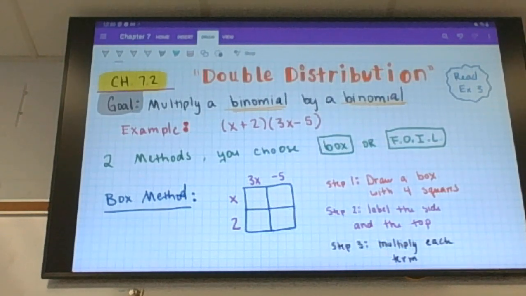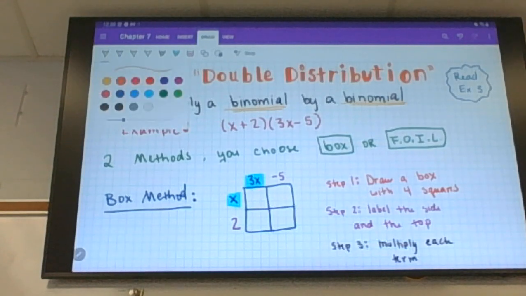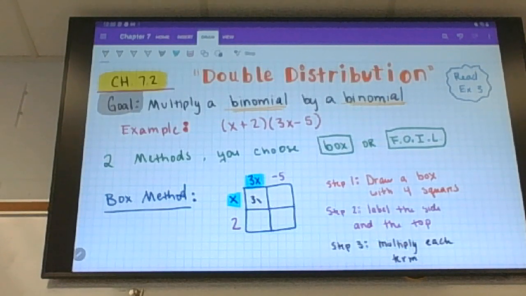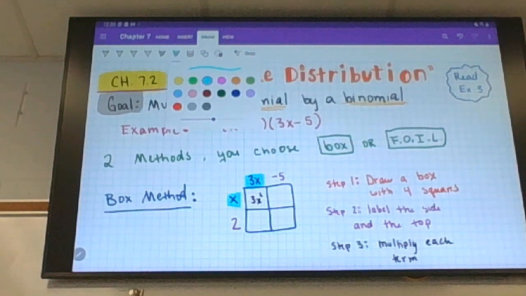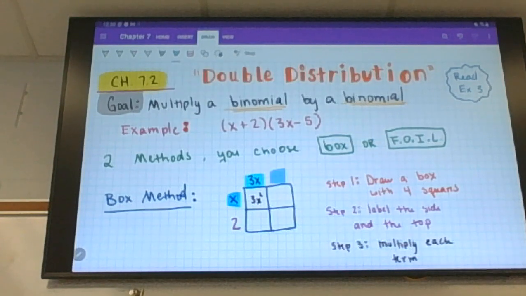Alright guys, here I go. So first I'll do blue x times blue 3x, and so that's going to give me 3x squared. So I'm multiplying this by that. Should I do the 2 next? No, I'm going to do the x times the negative 5 next. So now we'll do the x times the minus 5, and that will give me minus 5x.